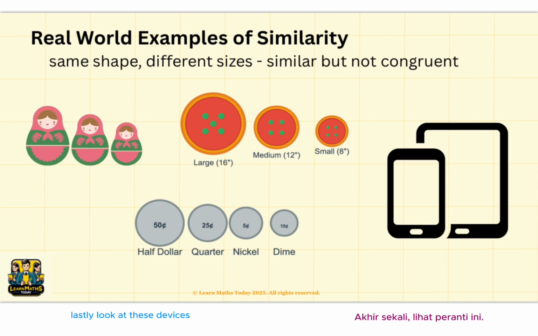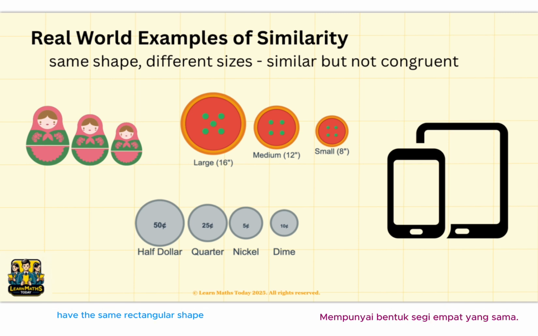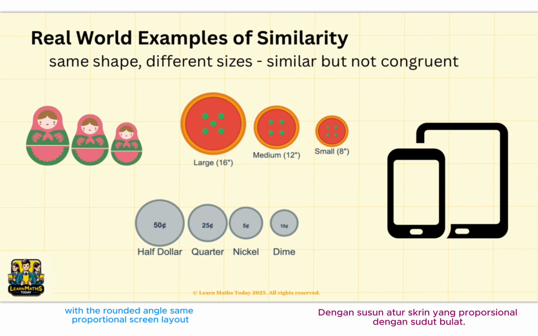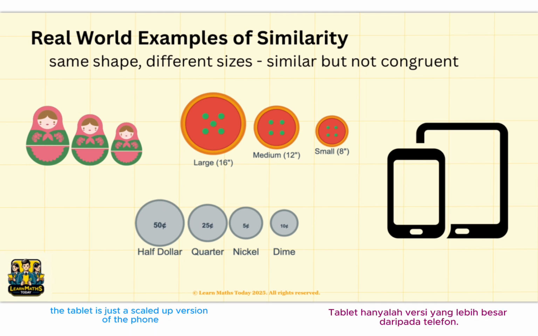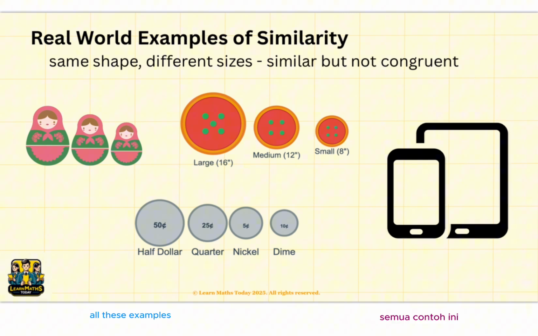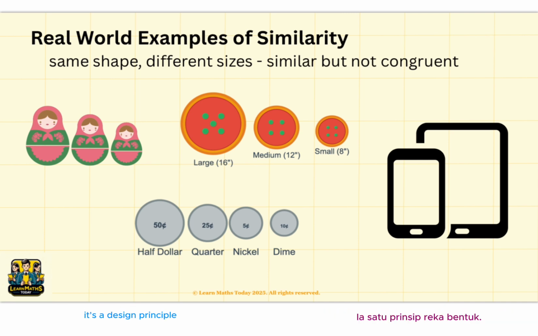Lastly, look at these devices, a smartphone and a tablet. It's possible that a smartphone and tablet have the same rectangular shape with rounded corners, the same proportional screen layout, and similar button placement. In a way, the tablet is just a scaled-up version of the phone. This similarity in design helps users ease the transition between devices. All these examples show us that similarity isn't just a math concept. It's a design principle to make the world more organized, efficient, and user-friendly.